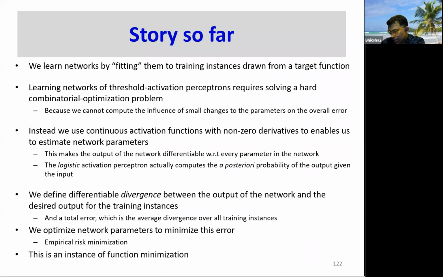So here's the story so far. We learn networks by fitting them to training instances drawn from a target function. Learning networks of threshold activation perceptrons requires solving a hard combinatorial optimization problem. Instead, we use continuous activation functions with non-zero derivatives to enable us to estimate network parameters. We define a differentiable divergence. This divergence must be differentiable. Again, we will see why. It is defined between the output of the network and the desired output of the network for training instances. And then we optimize the network parameters to minimize this error. So this is an instance of function minimization. Right? Questions?